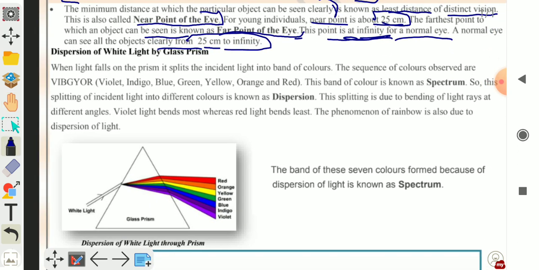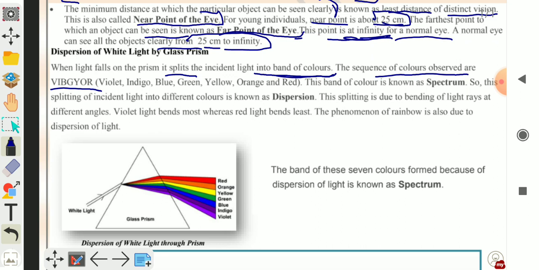When light falls on the prism, it splits the incident light into a band of colors. जब white light prism पर गिरती है तो ये क्या हो जाती है? स्प्लिट हो जाती है. Split the incident light into band of color, and the sequence of colors observed is VIBGYOR. VIBGYOR means V for violet, I for indigo, B for blue, G for green, Y for yellow, O for orange color, and R for red color.